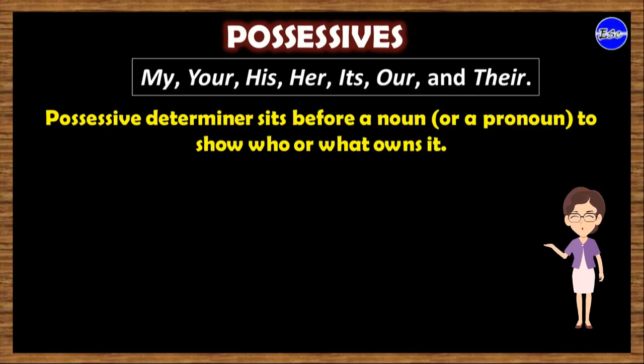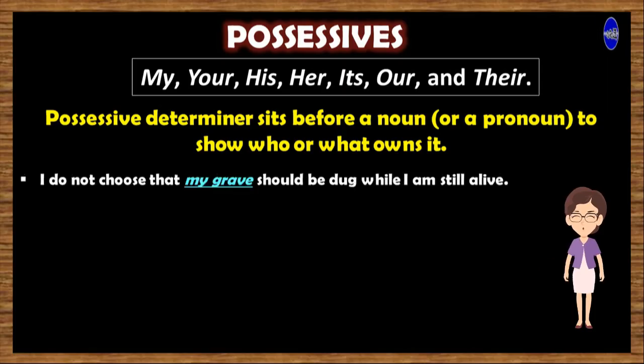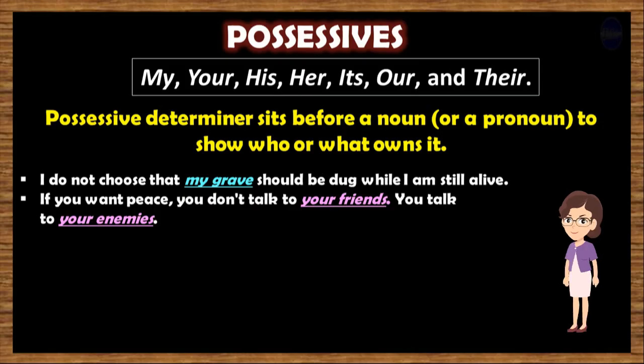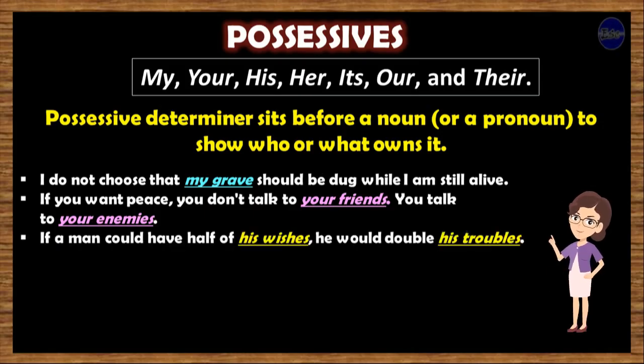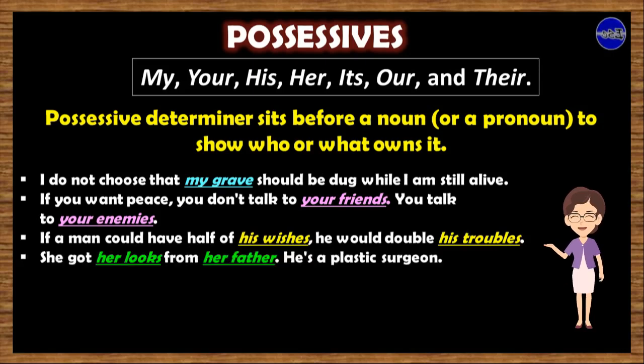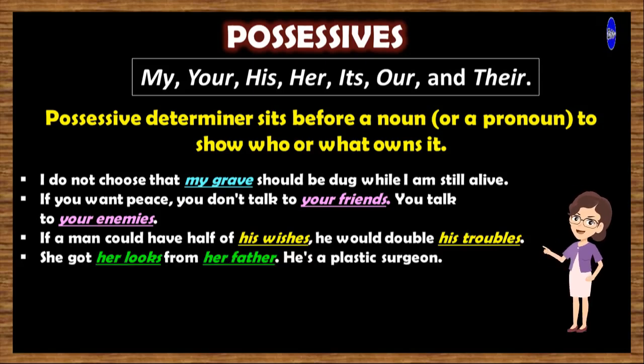Examples of possessive determiners. In the examples below, the nouns being modified are in bold, colored, and italicized. I do not choose that my grave should be dug while I am still alive. If you want peace, you don't talk to your friends. You talk to your enemies. If a man could have half of his wishes, he would double his troubles. She got her looks from her father.